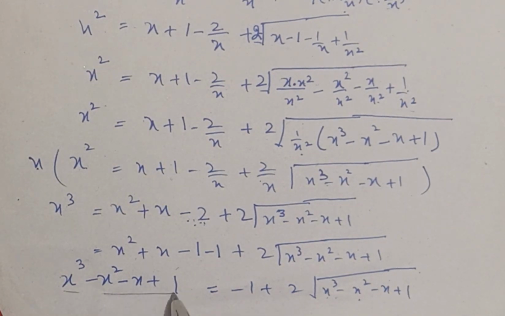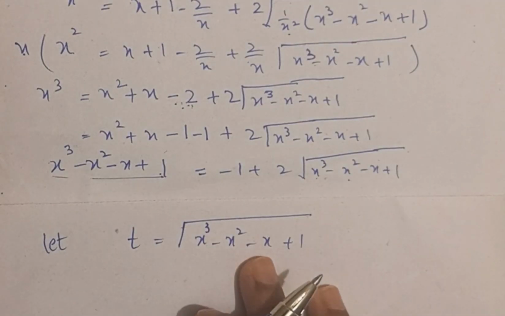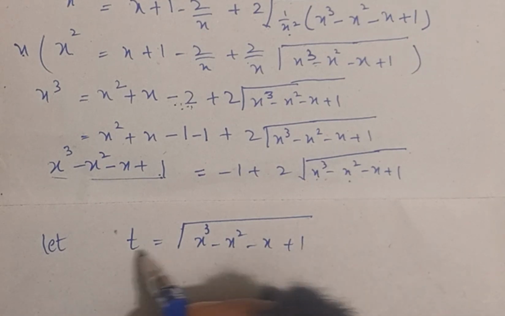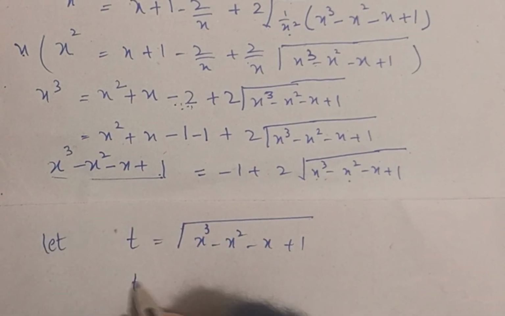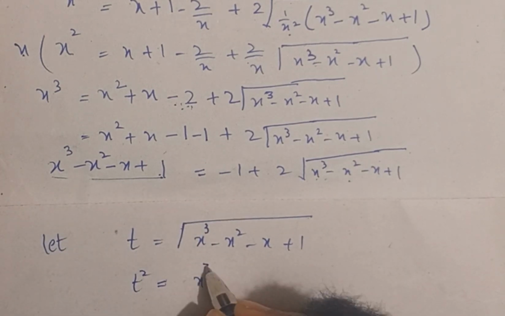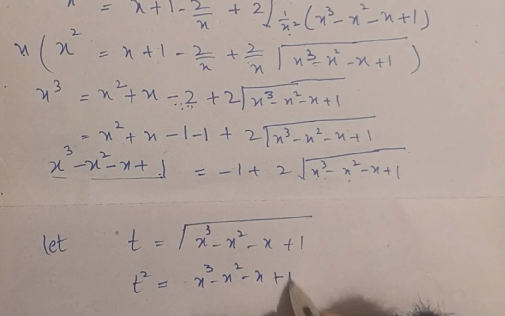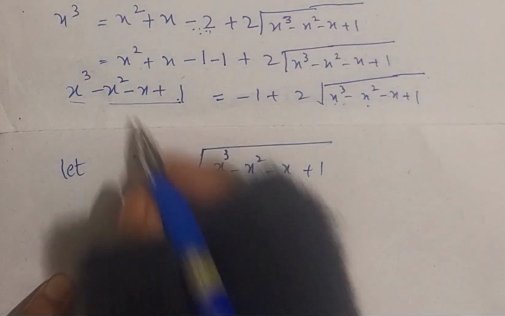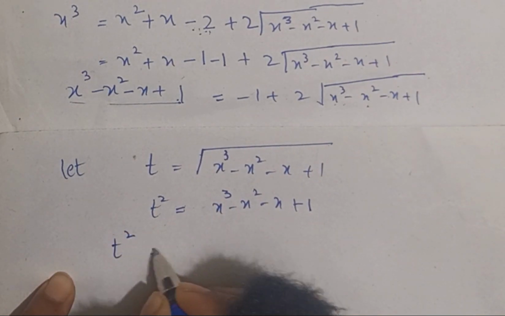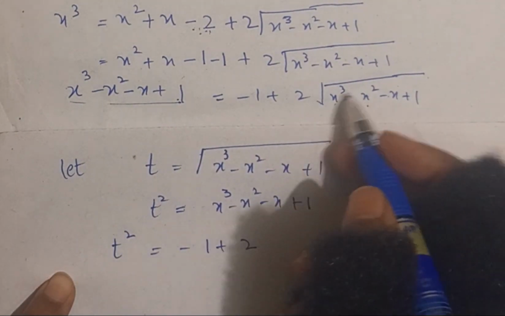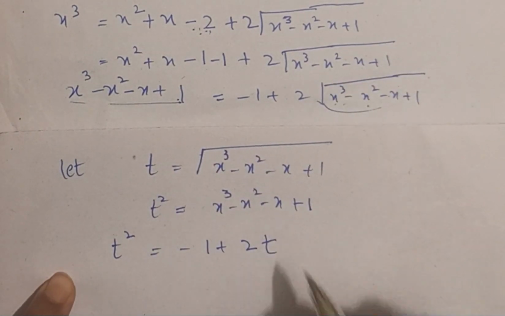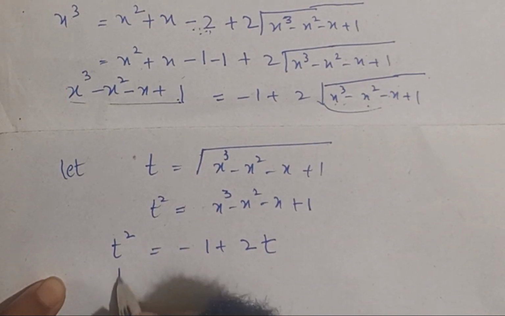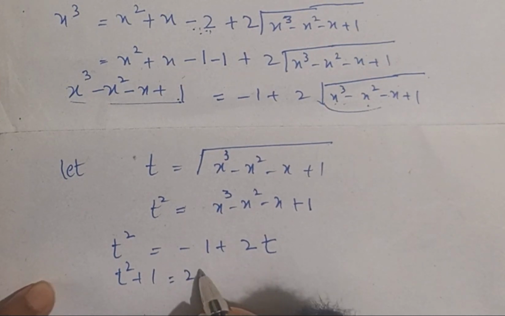So we substitute this equal to t. Now in the next step, we let the square root of x³ minus x² minus x plus 1 be equal to t. This implies t² is equal to x³ minus x² minus x plus 1. Now we substitute this value in the above equation, then this will become t² is equal to minus 1 plus 2t. Now in the next step, if we add 1 on both sides, this will become t² plus 1 is equal to 2t.